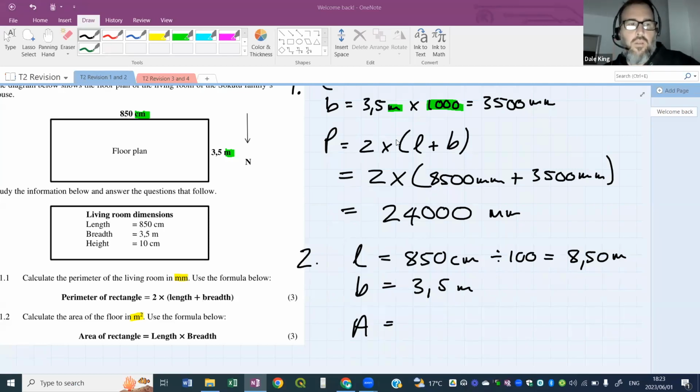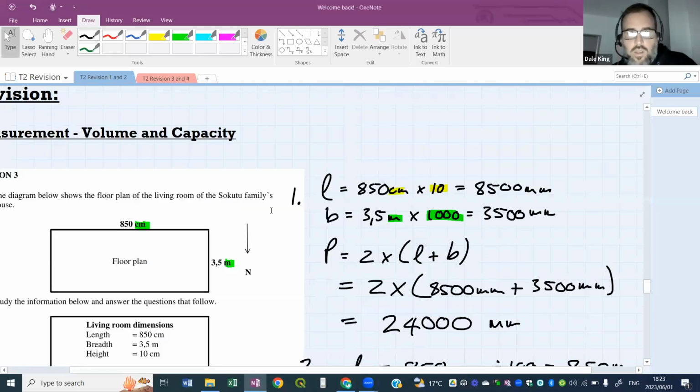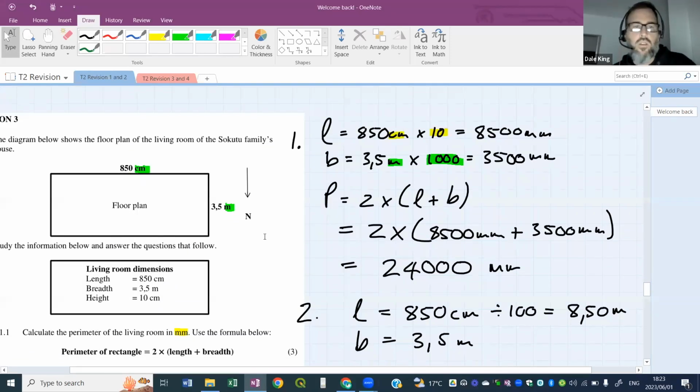With this one, Bianca, question 2. While we're waiting for the answer for question 2, I'll quickly run through question 1 again. Question 1 says, calculate the perimeter of the living room, but they want it in millimeters. And they give us this formula here. Perimeter is equal to 2 times length plus breadth. I'll scroll up here quickly so that you can see the calculation. Because they wanted the perimeter in millimeters and they give us the length in centimeters and the breadth in meters, we have to change those units first.